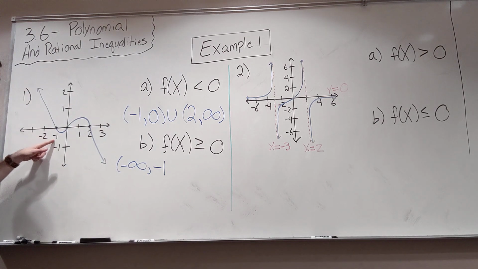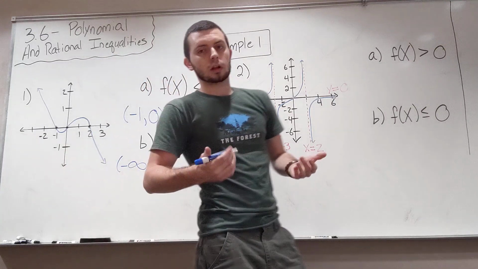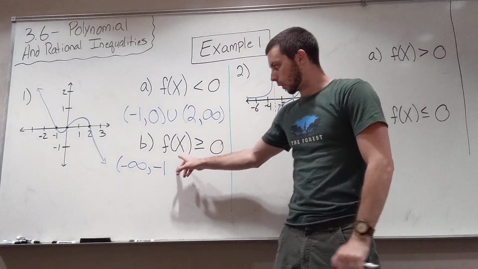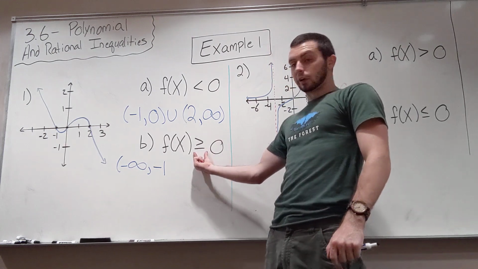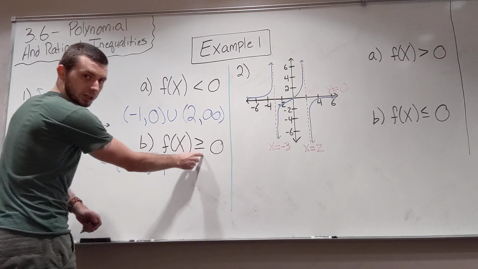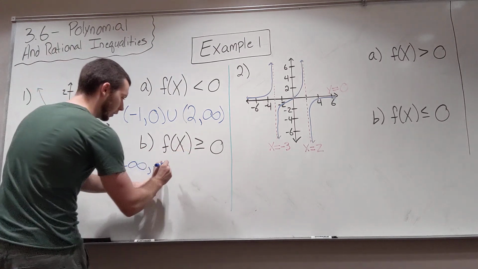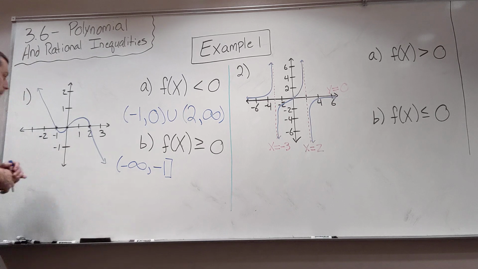And we ask ourselves, does -1 get a bracket or a parenthesis? And in this part, for part B here, it's going to get a bracket because we're including the endpoints. We're including when the function hits the x-axis. So -1 here gets a bracket for simply that idea.